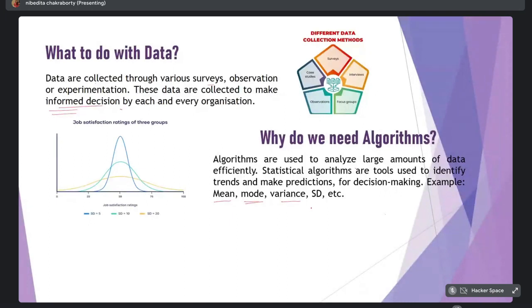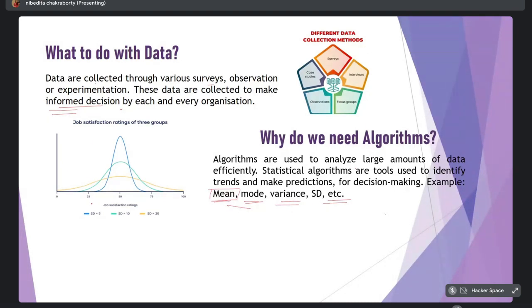Acha, is median not a statistical algorithm? It is. Median is a statistical algorithm. That is why we have written etc. Okay, so variance is the distribution from the central data. What do we mean by central data? It means the mean. What is the distance from the central data, the mean, to the other data points? That is what variance is. And standard deviation is the square root of variance.